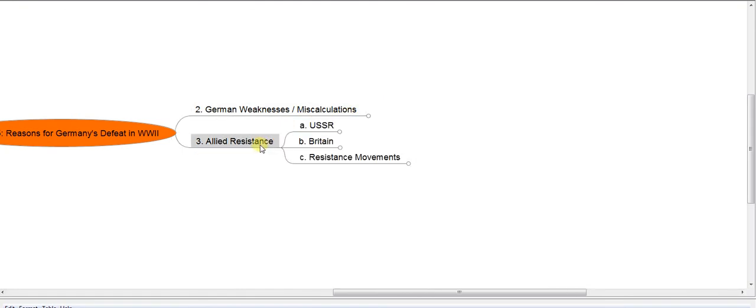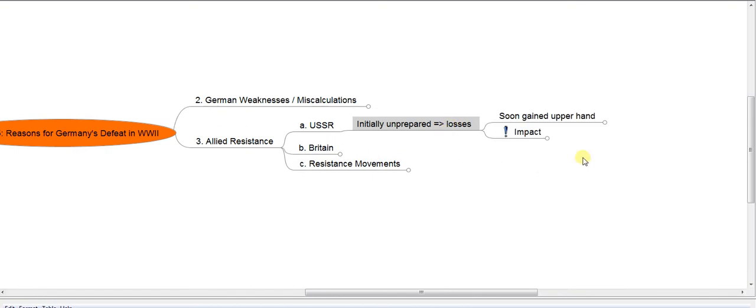Okay, finally, we look at Allied resistance, and of course, in addition to America being involved, we have the USSR after it was attacked. So initially it was unprepared. Remember, it signed the Nazi-Soviet pact, which pledged neutrality to one another. They were initially unprepared. They suffered great losses in the beginning because they really were not prepared for the German attack. However, the USSR soon gained the upper hand.